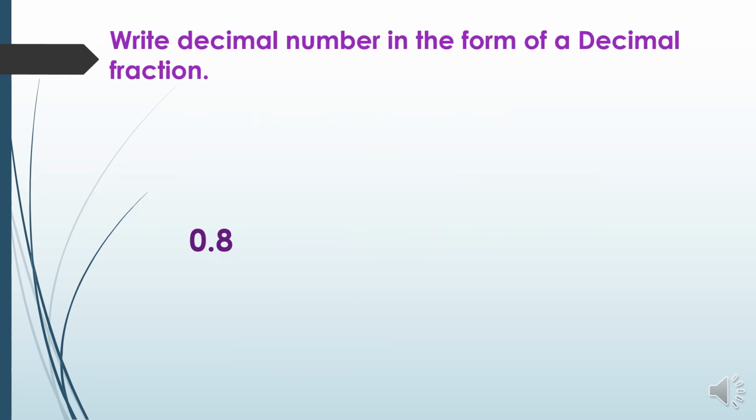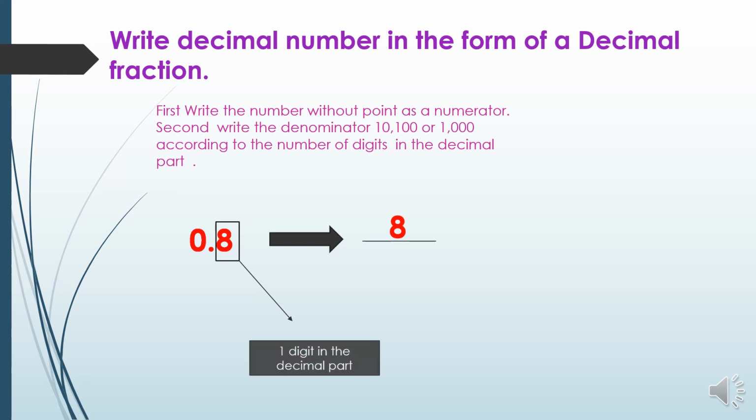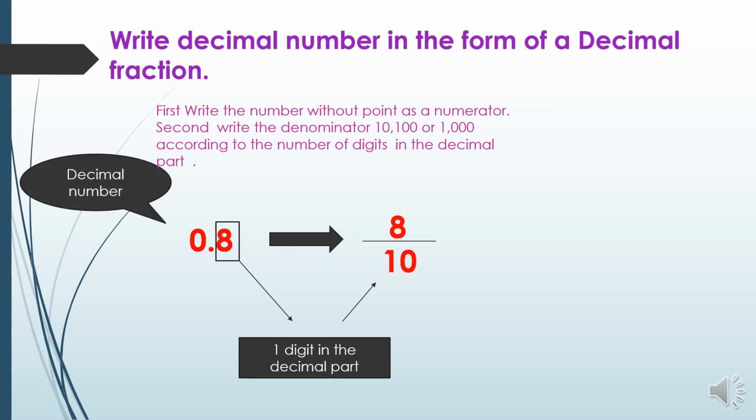Another example, 0.8. First, we have to write the number as it is without the point. It is 8. Then we have to put 8 in the numerator and in the denominator we have to put over how many? Over 10. Excellent, because we have one digit in the decimal part. Then 8 over 10. This is the decimal number and this is the decimal fraction.